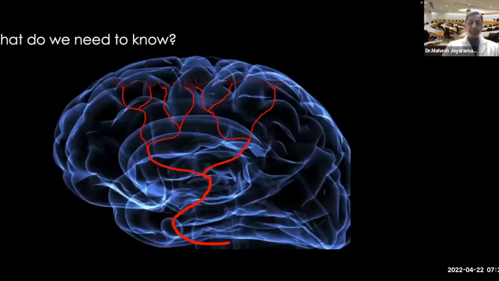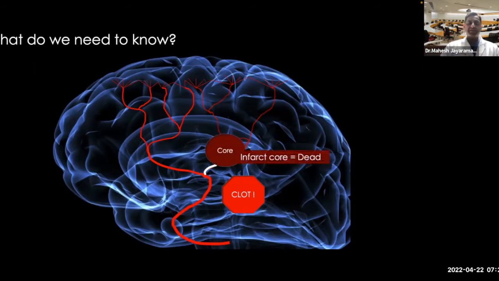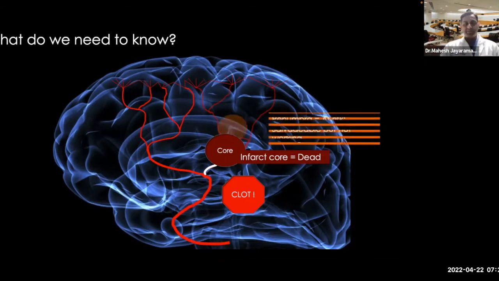So we talked about what we need to know, right? Now we found that blood clot, and beyond that blood clot, the tissue is hypoperfused. We're going to talk about a few different terms here. The first is the infarct core, or baseline infarct. The concept here is this is pretty much dead brain, right? So this is infarcted brain that you're probably not going to be able to salvage.